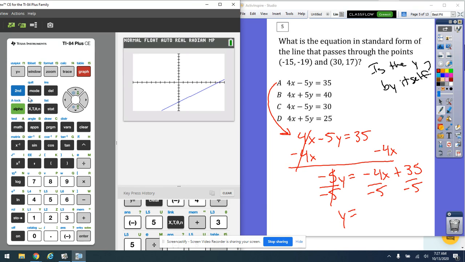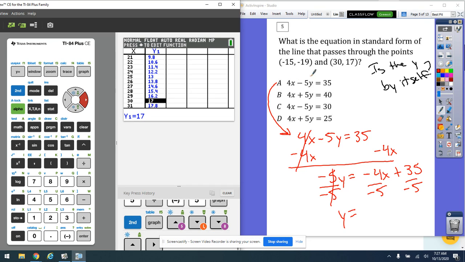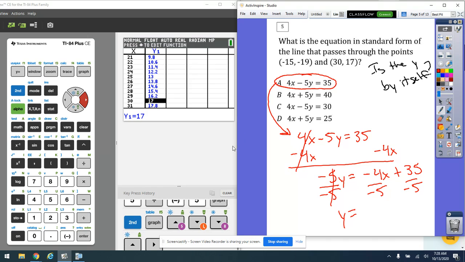Graph. Second table. And then I look at my negative 15. Negative 15 is at negative 19. That works. Cool. So far, so good. Let's go to 30. And 30 at positive 17. Hey, so that very first one that we did works out for our equation in standard form. So this is basically what you have to do for these types of equations.